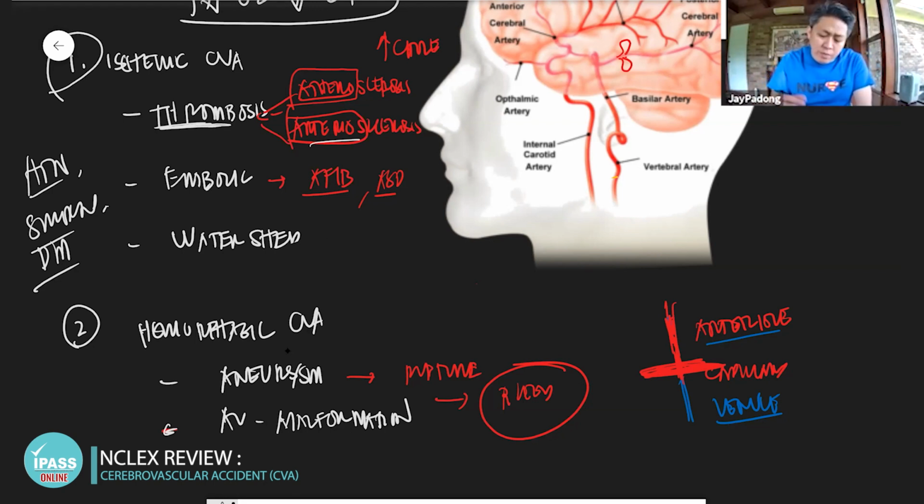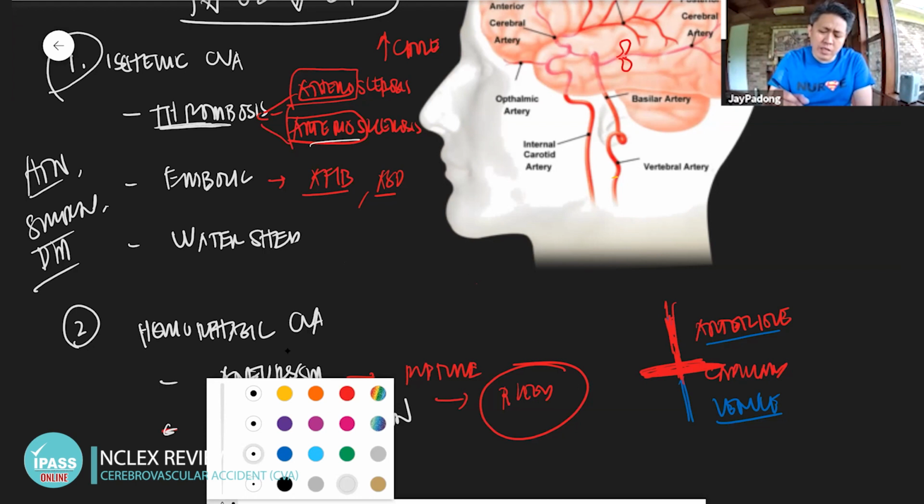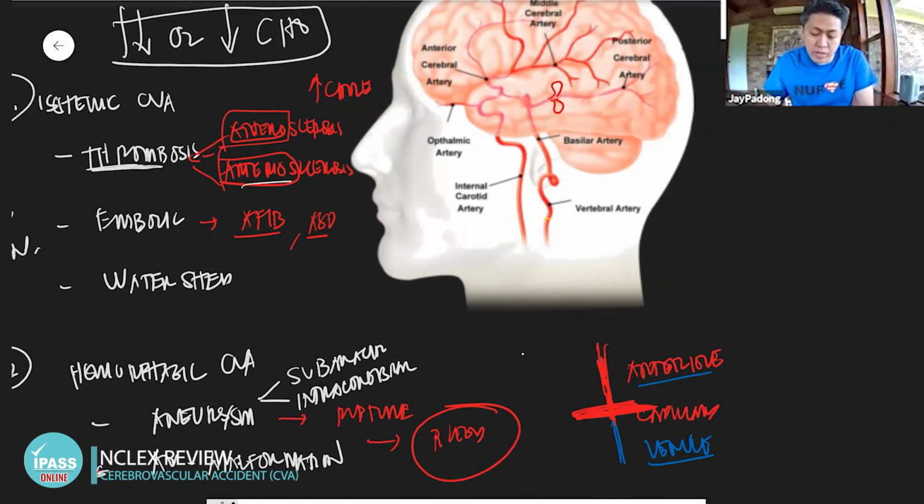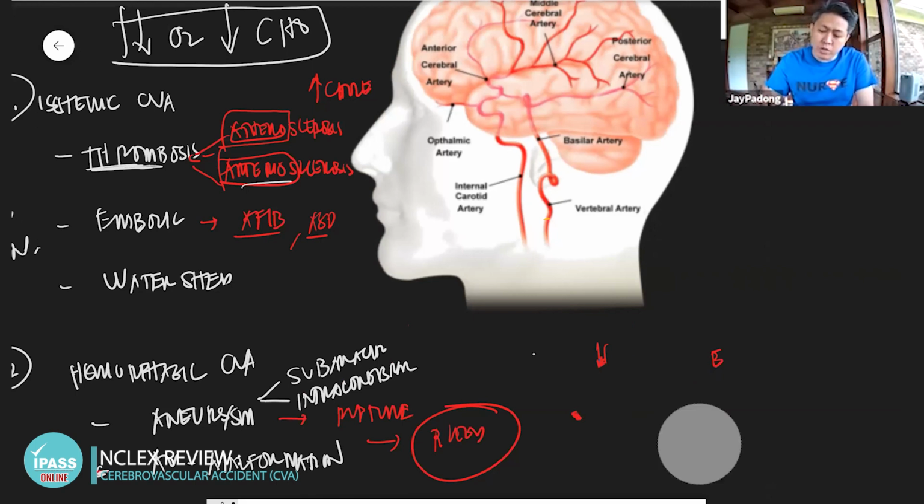An aneurysm can be in two forms. It can be a subarachnoid hemorrhage. It could be an aneurysm in your subarachnoid, which is in your meninges, or intracerebral. So this is what I'm drawing. That's your intracerebral. The aneurysm is not found in your meninges, which is subarachnoid. The aneurysm is found in your intracerebral artery. So it will cause you to have bleeding.